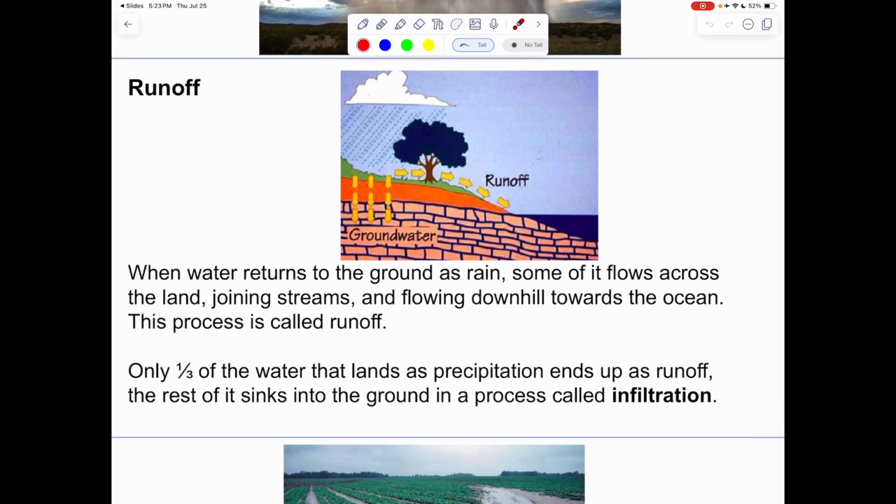Let's talk about runoff. Water is going to return to the ground as rain, sometimes snow. Some of it is going to flow across the land, coming into streams and downhill towards the oceans. This is called runoff. However, only a third of the water that lands as precipitation ends up as runoff. Most of it is going to sink into the ground in a process called infiltration.